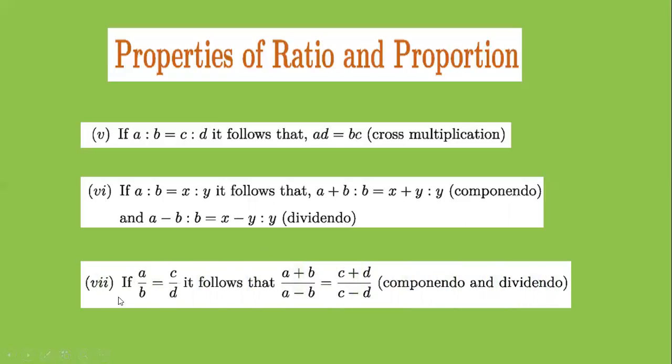Number seven: if a by b equals c by d, it follows that a plus b by a minus b equals c plus d by c minus d. Here we use componendo and dividendo. In this equation, we only use componendo. In this equation, we only use dividendo. But in this equation, we use componendo and dividendo.